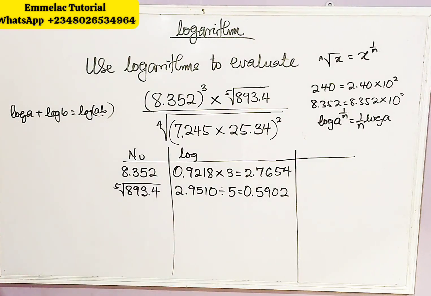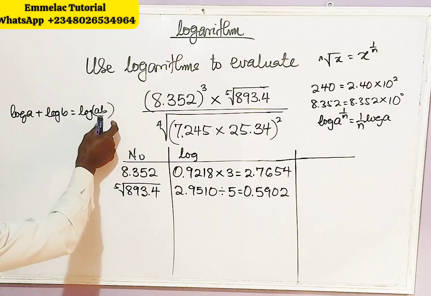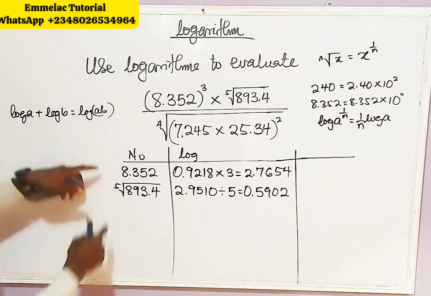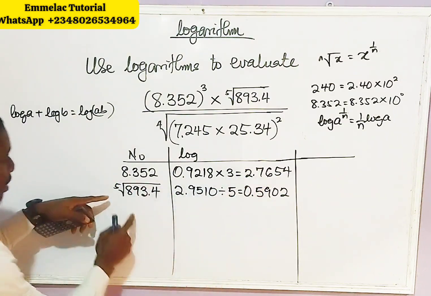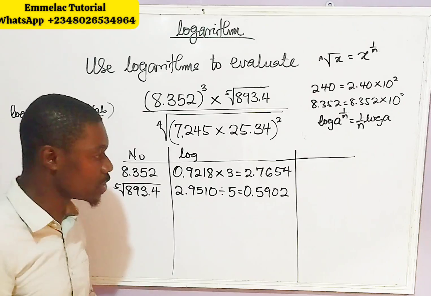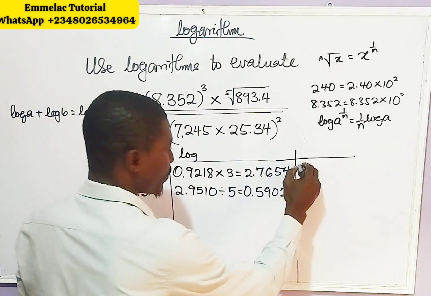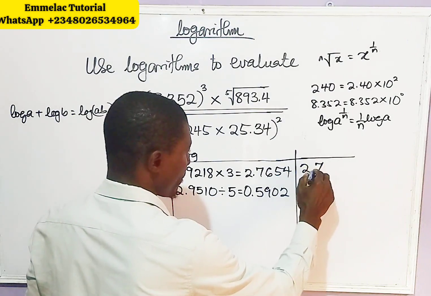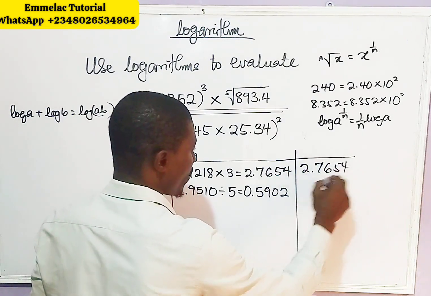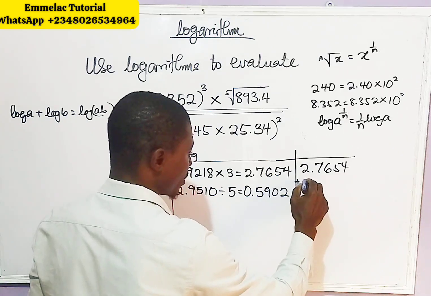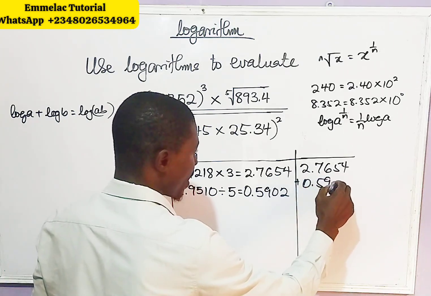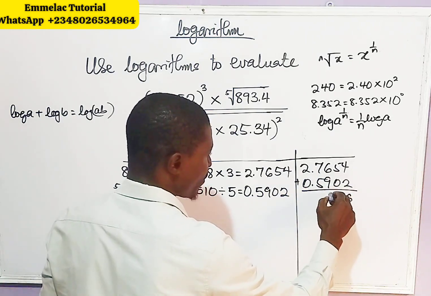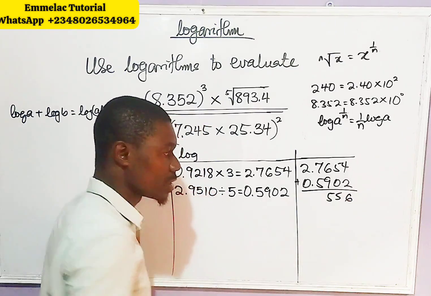Since we are multiplying here, the log of this plus the log of this are summed together. So this is the log, this is the log, this. So we are summing it up, and this will give us, let's say, 2.7654, then plus 0.5902.